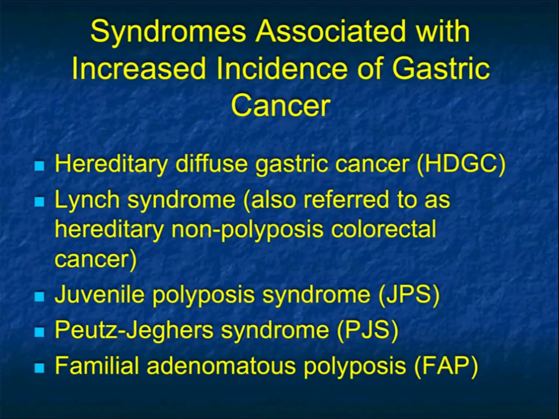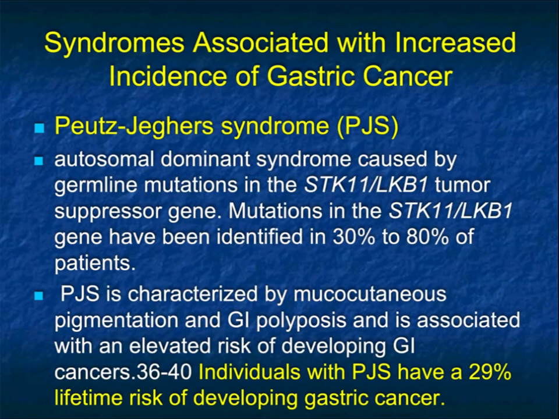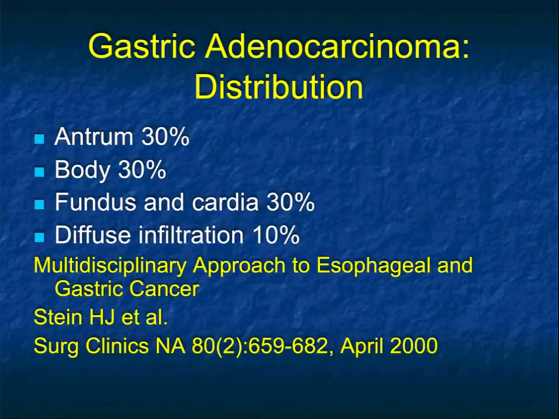Menetrier's disease, post-stump resection cancers, which are pretty uncommon. We talk about syndromes associated with gastric cancer, from hereditary diffuse gastric cancer to Lynch syndrome to juvenile polyposis to Peutz-Jeghers to familial adenomatous polyposis. Now, I don't want to go through these in great detail, but just to make the point, when you have a process like Peutz-Jeghers syndrome, individuals have a 29% lifetime risk of developing gastric cancer. So when you're looking at the polyps, you want to look very carefully also at the stomach. A very, very important thing to remember.